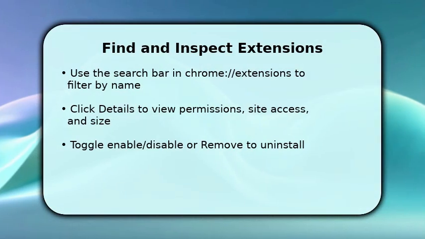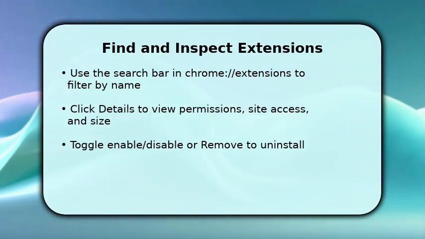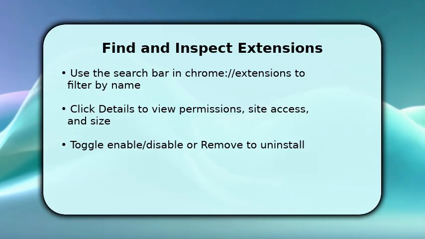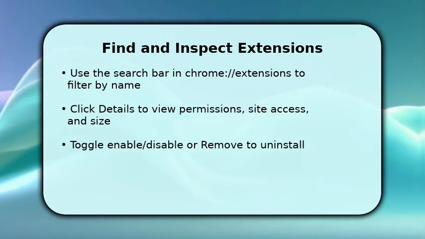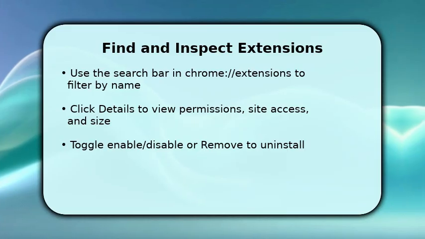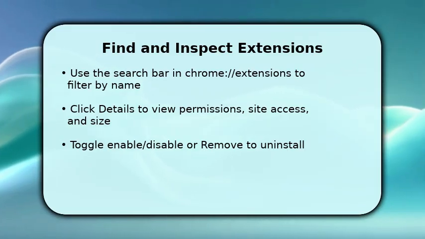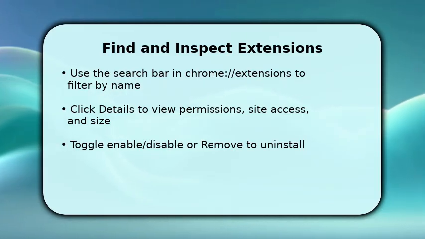You now locate the specific extension. Use the search field on the extensions page or scan the list visually if it's short. Click Details for the extension to inspect permissions, site access, and version information so you understand what it can do and why it needs access.